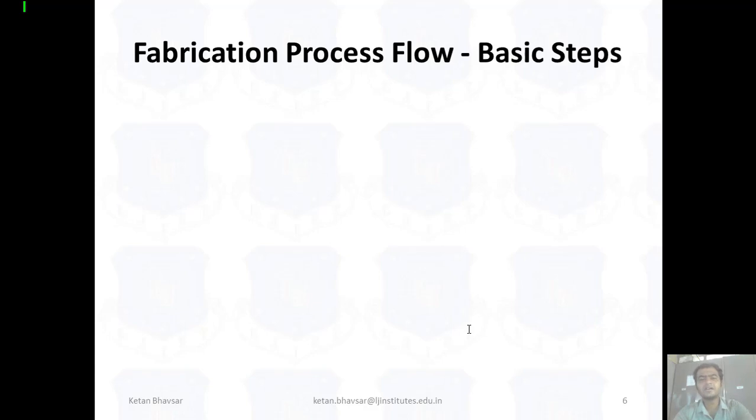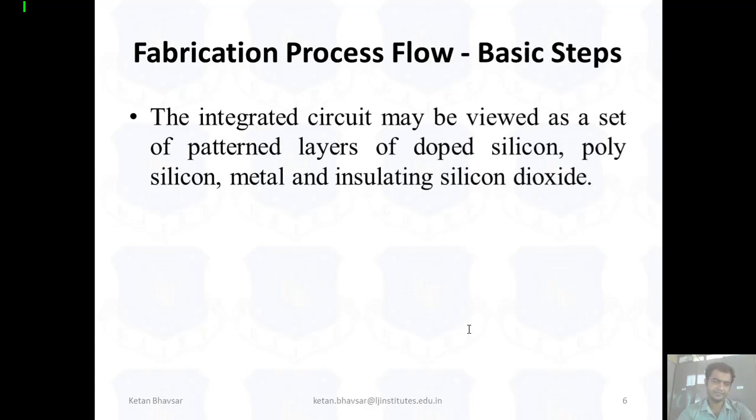Now we start the fabrication of a particular MOSFET with the basic steps. The integrated circuit may be viewed as a set of patterned layers of doped silicon, polysilicon, metal, insulating silicon dioxide, and so on. So whenever you design an integrated circuit, it can be designed with the help of doping of silicon, polysilicon to provide the connectivity, metallic connections, as well as silicon dioxide.